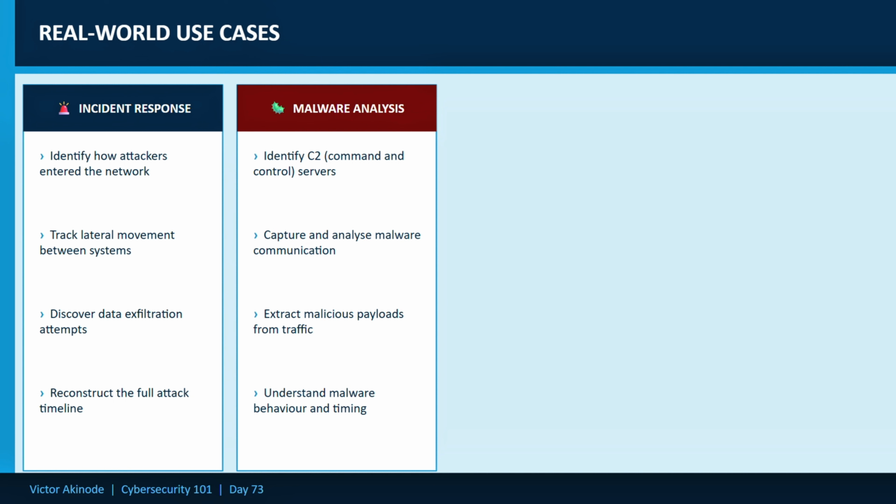The next one is malware analysis. And that means with the help of traffic analysis, we can identify command and control servers the malware communicates with. We can capture all malware communication for analysis, extract malicious payloads from the traffic, and understand complete malware behavior.